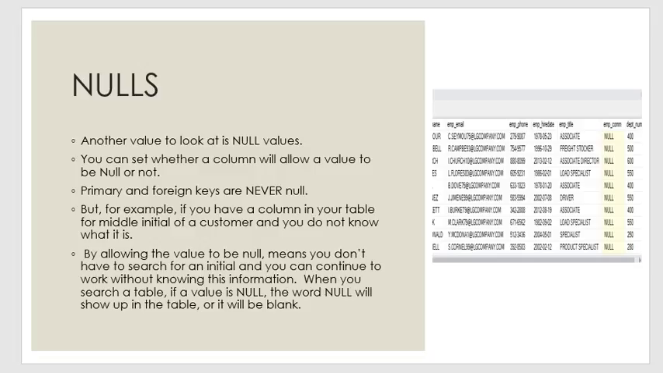But if you have a column in your table, say the middle initial of a customer, you would expect that to be null because not everybody's going to have a middle initial, and you want to be able to continue. And if you're entering data, you don't want to be stuck because you don't know somebody's middle initial. So if it's unknown, it's going to be null. That field is marked that it can be null, and you can move on.